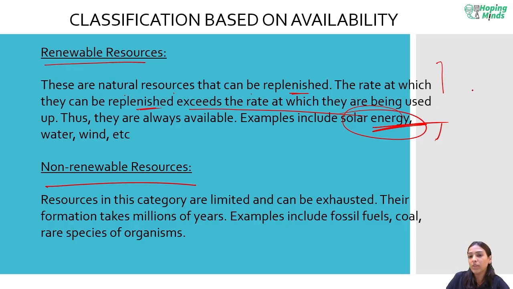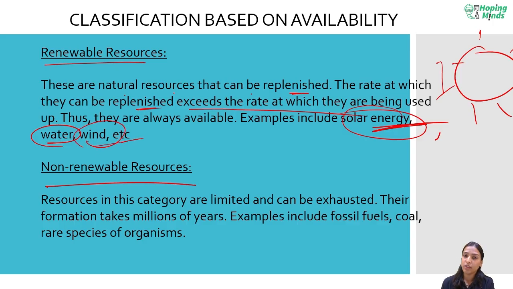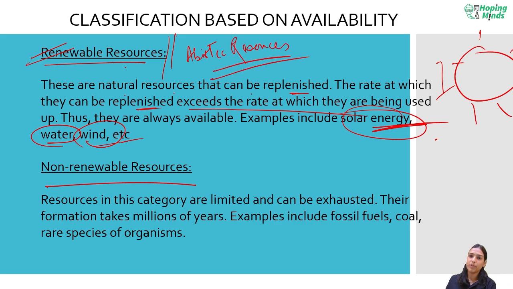Here, we know that sunlight is probably one of the most important and probably one of the most available sources of energy we have. Yet, we are not able to capture that energy and use it in the best ways possible. Then comes the example of hydro energy, tidal energy, and wind energy. These are again renewable resources. The abiotic resources are renewable resources.